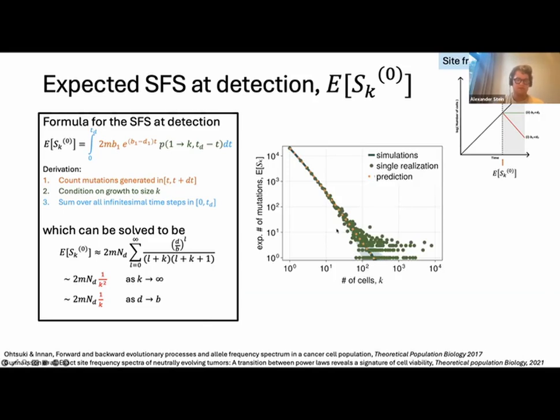And of course, we can also compare this to simulation data. Here the orange dotted line is the prediction, and the simulations are the solid line, which is a bit hidden between the dots. The dots are a single simulation. We average over many, and we find very good agreement.